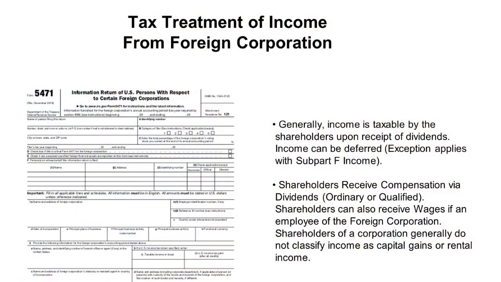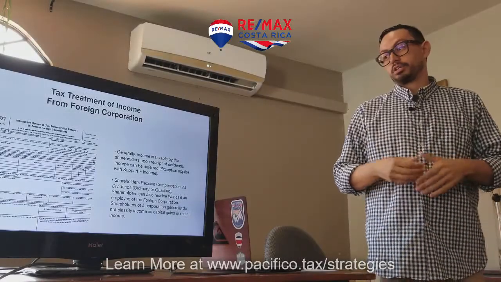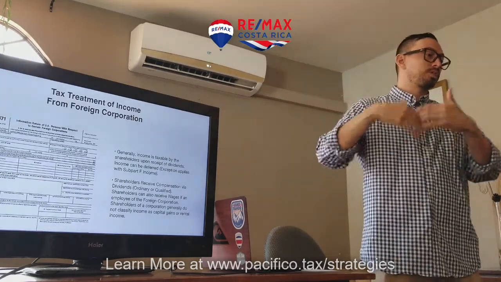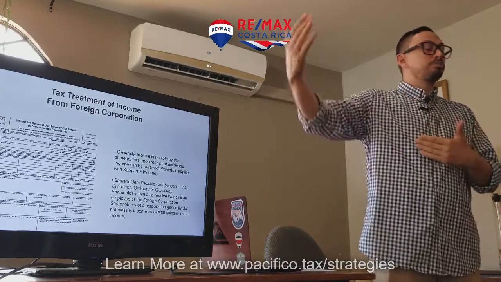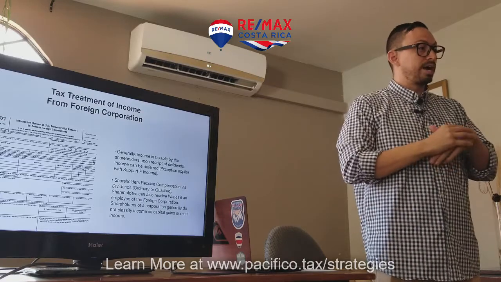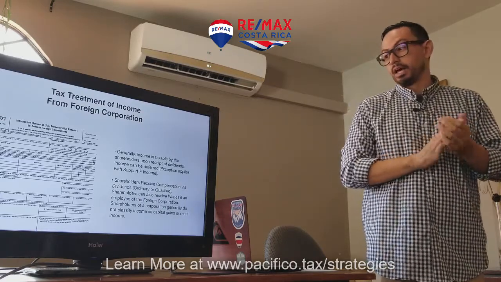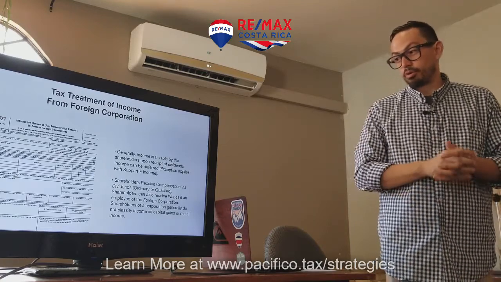Generally, income is taxable to the shareholders upon receipt of dividends, and the income can be deferred. So just like a U.S. corporation, if you own stock in Apple, for example, you don't get taxed until Apple gives you a dividend. So you could defer income. So let's say a foreign corp sells a property or has rental income. Generally speaking, you could defer that to the next year, or you could space it out over a number of years to help reduce your overall tax rate depending on the situation. And shareholders can receive wages if they are working for the foreign corporation.